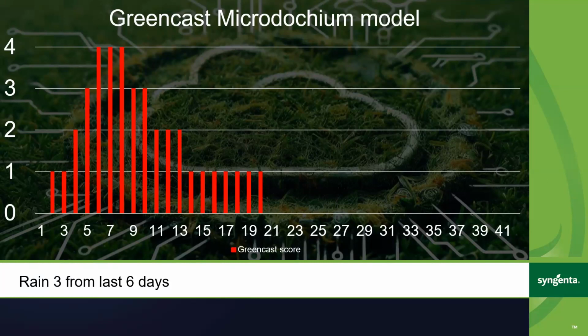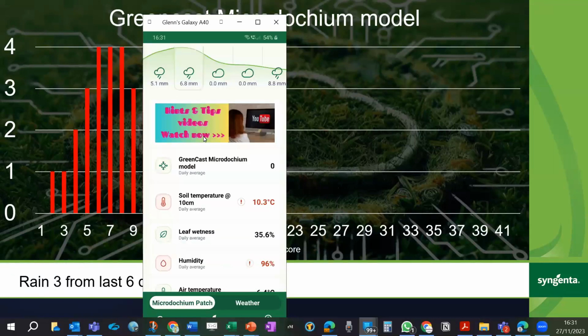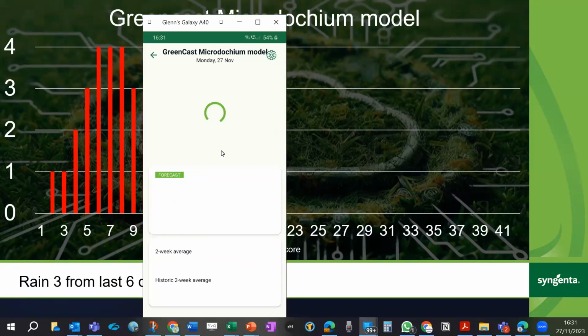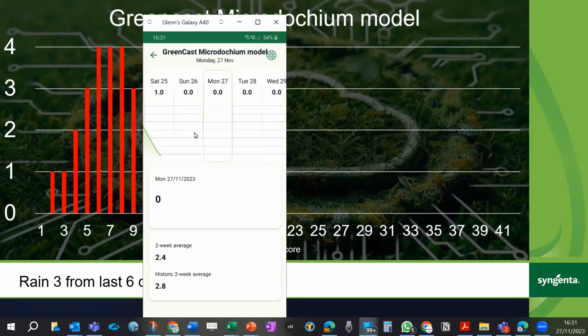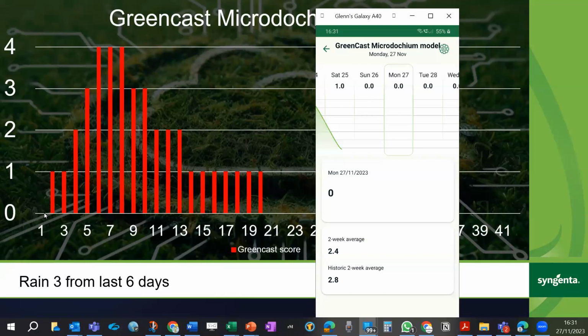So what it's telling us at the moment, Sean, is because we've just dropped off quite cold where I am down on the south coast, and let's have a little look at it. So this is what the app is telling us at the moment. If we go into that Greencast model, and I look at my location here in Winchester, we can see today, Monday the 27th, I am at 0, so I'm low pressure. What that means is I'm averaging around 1 to 2 degrees today. I'm cold enough for there to be no microdochium pressure.